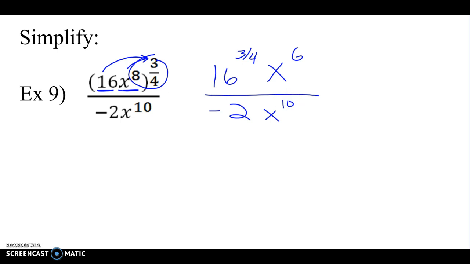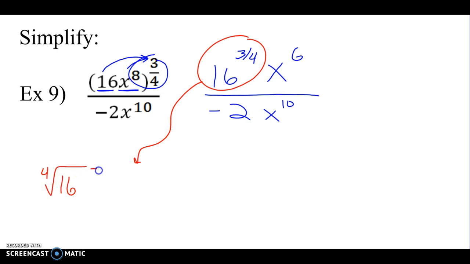So now, let's focus on 16 to the 3/4. It's not that hard. What's the root here? What radical? 4. It's the 4th root of 16 to the 3rd. Now, I suggest making it smaller first, right? So first things first, I would do the 4th root of 16. What is that? 2. Yeah, it's only 2.